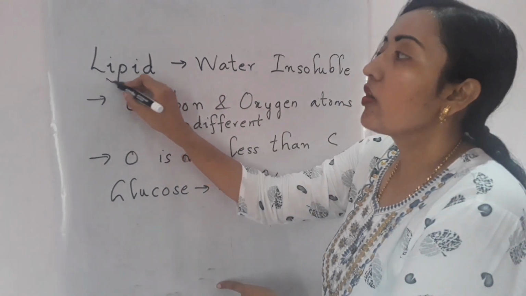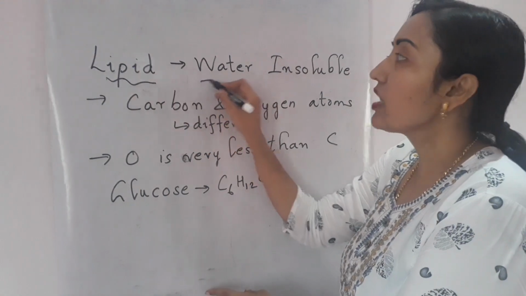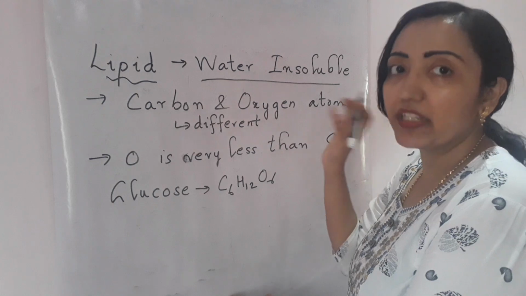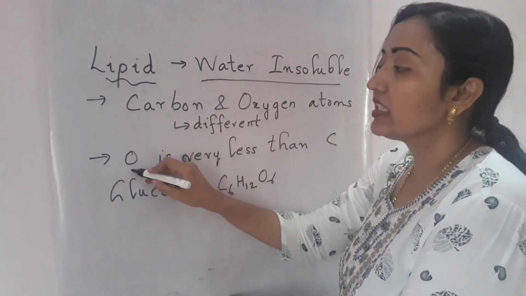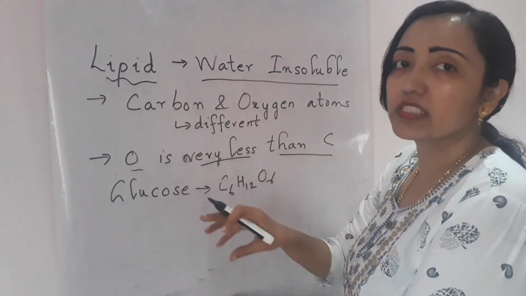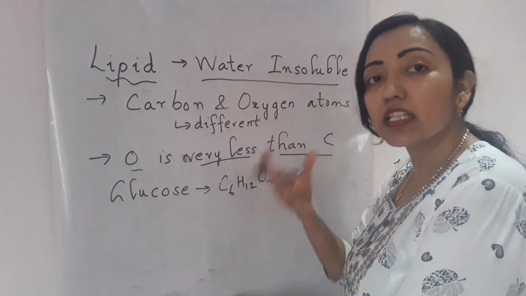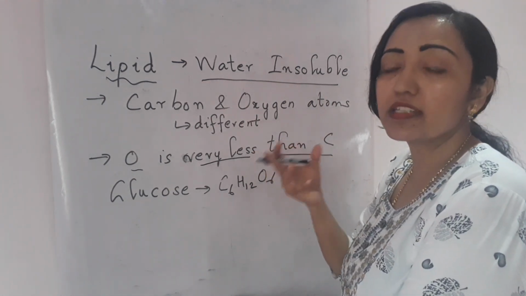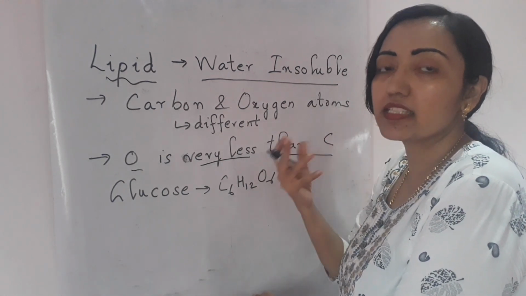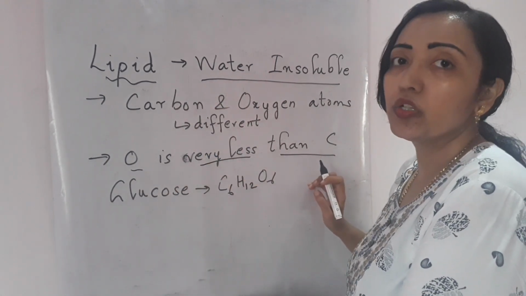All the pigments, chlorophyll A, B, xanthophyll, carotenoids, are lipids. So lipids are water insoluble. In lipid molecules, the number of oxygen atoms is very less when compared to carbon atoms. Whereas in other molecules, for example in glucose, C6H12O6, the number of carbon and oxygen atoms is the same.